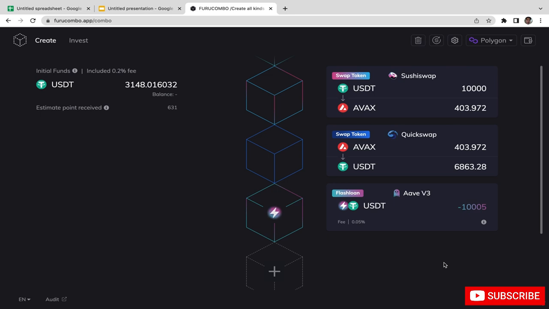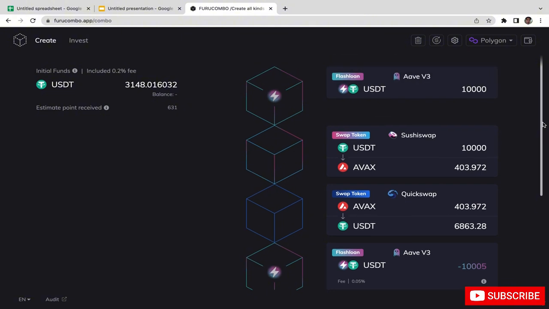Okay, yeah, you're still losing money here, because the amount of USDT that you got after swapping the FX back to USDT is still 6,863. Well, I mean, it's not even close to the initial money that you borrowed from Aave. So again, this trade was not profitable, obviously, right?